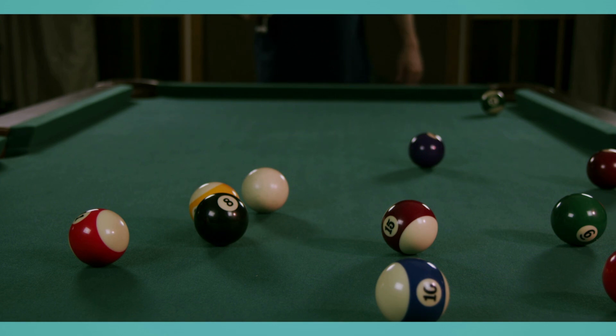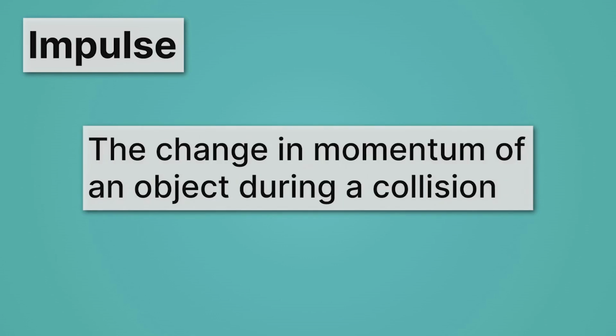Now, when we transfer momentum, that's called impulse. And this is the change in momentum of an object during a collision. Whew, that's a lot. So basically, what we're thinking about there is something increasing in momentum or decreasing in momentum as a result of a collision.